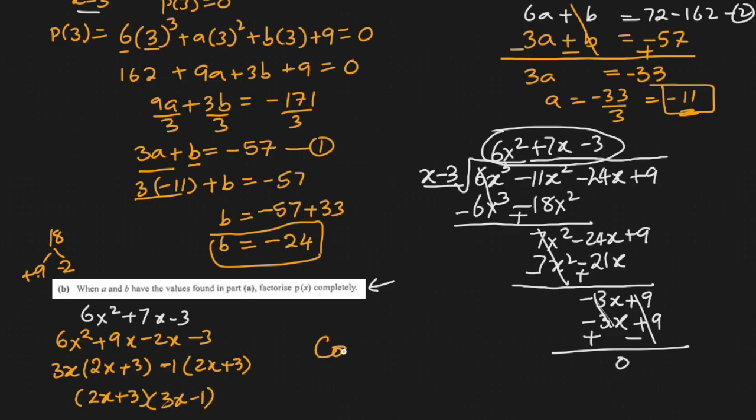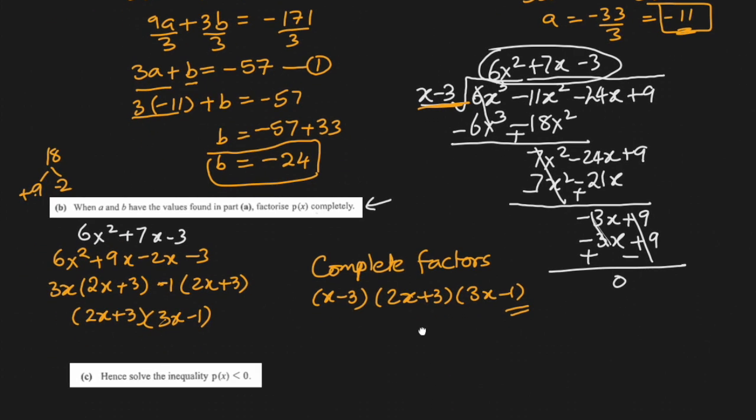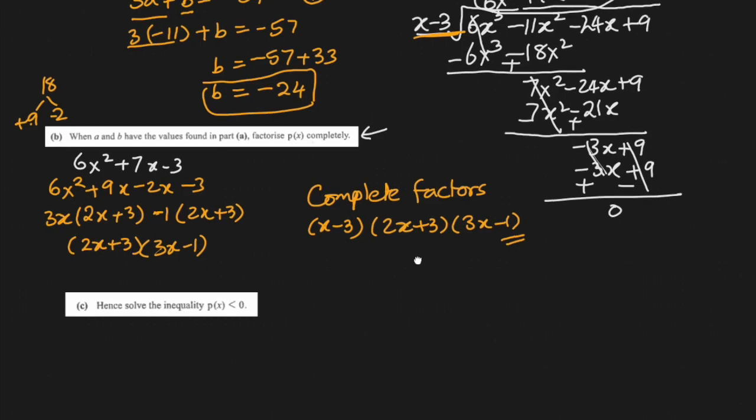So they wanted us to factorize it completely. So the complete factors are: x minus 3, which was already known to us; second is 2x plus 3; and third one is 3x minus 1. We have factorized the polynomial completely. Hence, solve the inequality P(x) is less than 0.